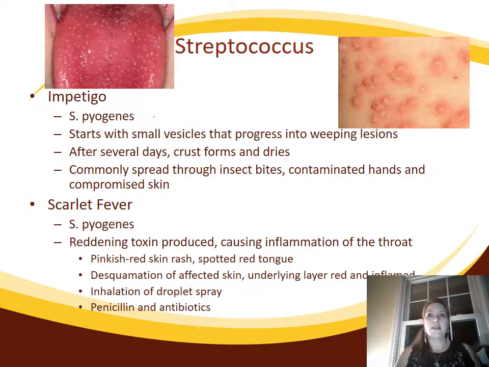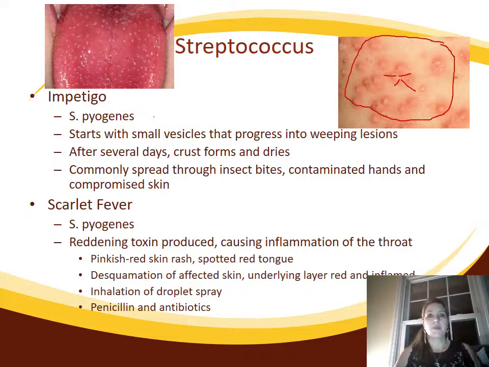Impetigo is kind of a lesser known infection, but it's actually fairly common, caused by Streptococcus pyogenes. And it starts with small vesicles that develop into weeping lesions, okay? And after several days, these lesions start to form a crust and dry, commonly spread through insect bites, contaminated hands, and compromised skin. So here are the lesions that we're talking about. Okay, they look like little pimples all over the body, and they start to crust over because what's happening is that the infection is being expelled, creating that pus, because you see the inflammation around there.